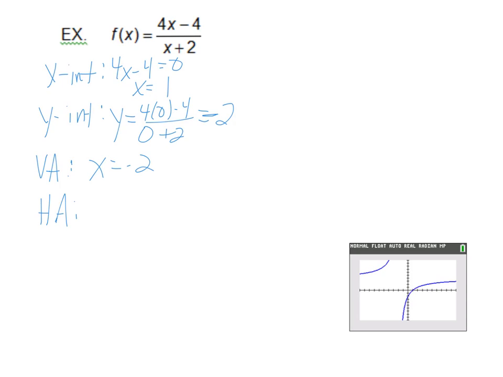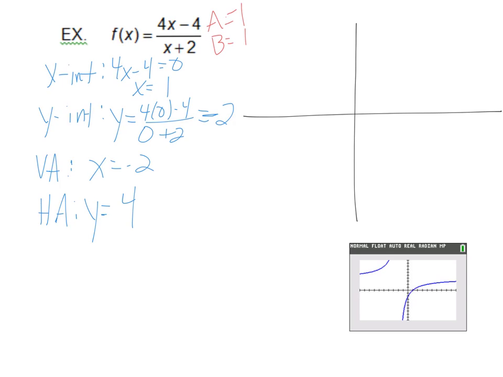Horizontal, degree of the top is 1. Degree of the bottom is also 1. So it's going to be leading coefficient over leading coefficient, y equals 4 over 1, or just 4. So we need to go ahead and draw all of those things on the graph by hand. X-intercept at x equals 1. Y-intercept at negative 2. Vertical asymptote at x equals negative 2. Horizontal at y equals 4.